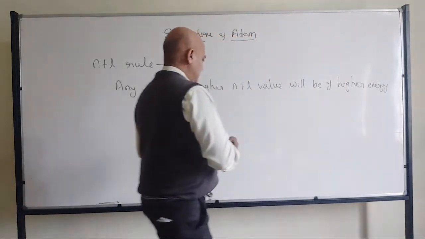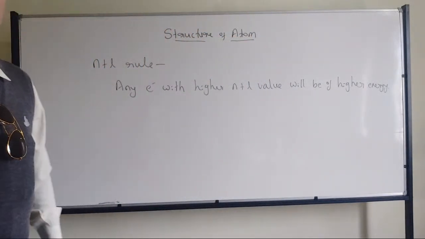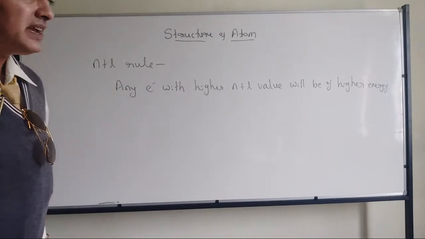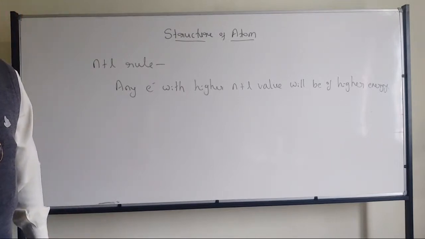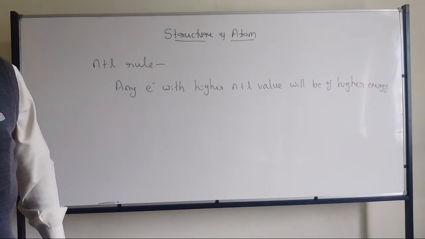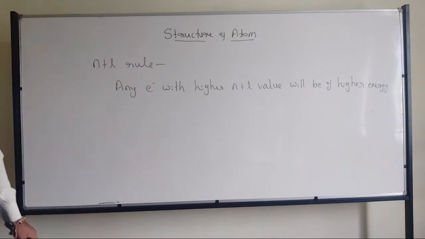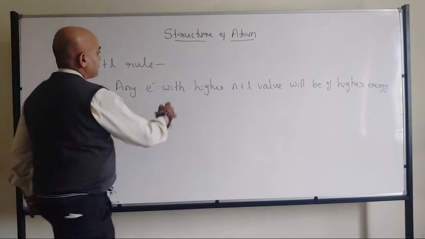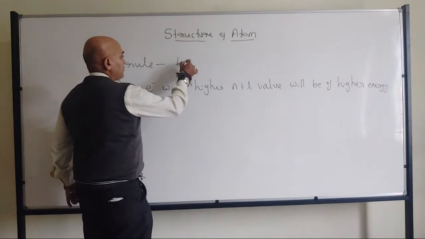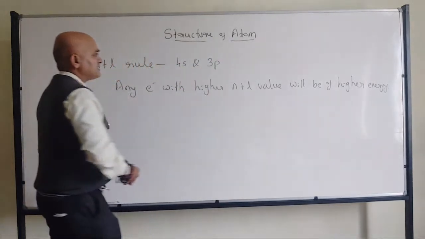That's where we have the one particular statement. Any electron which is having higher n plus l value will be of higher energy. Okay, that's where we have the n plus l rule. But there is a point, like yesterday we have seen, when it comes to 4s and 3p, like that we can take many examples.